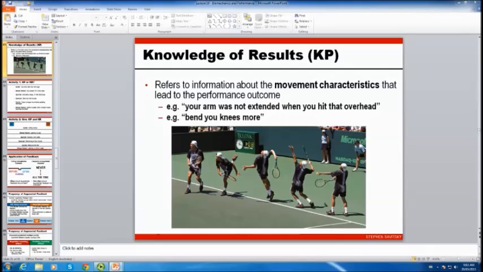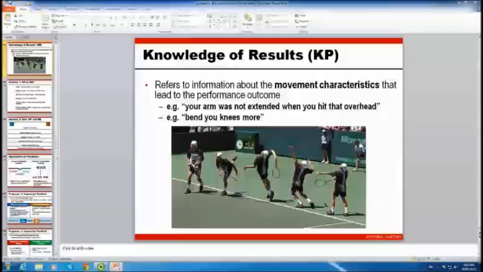Title should be knowledge of performance. KP. Knowledge of performance is the actual skill. It is a description of your skill. For example, KP for a golf swing would be bend your elbows more. Extend your elbow. Your body position was too far forward.